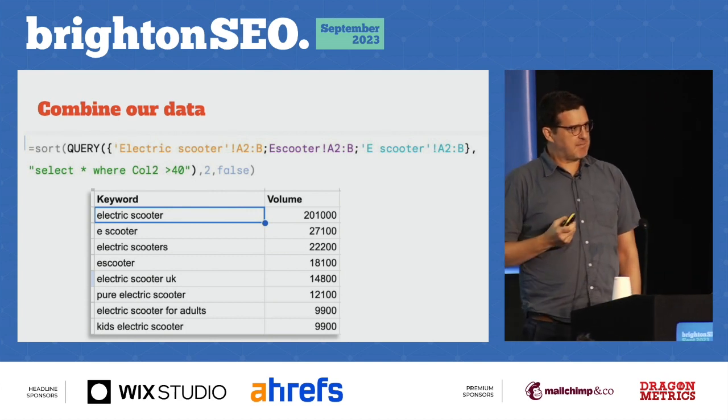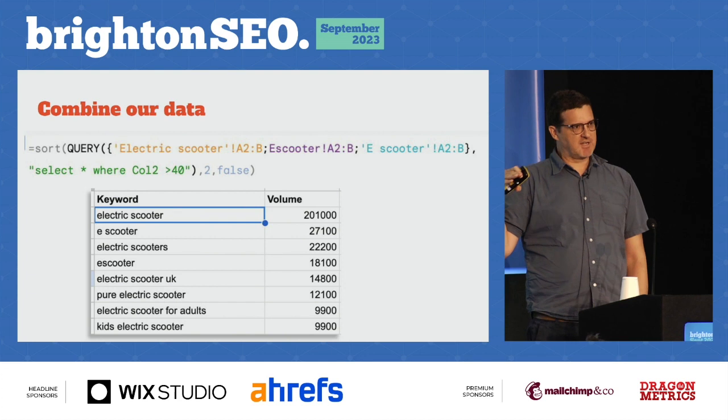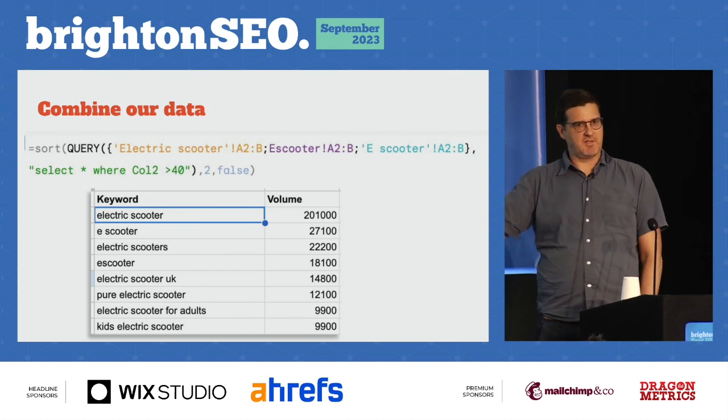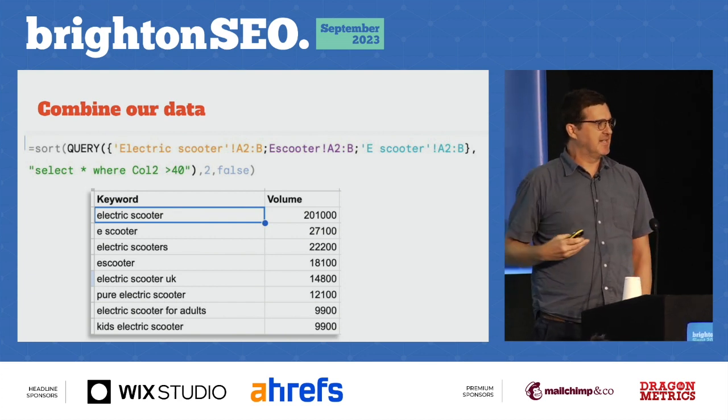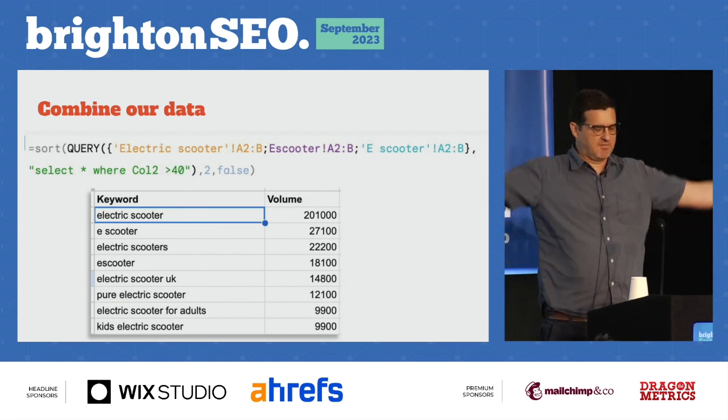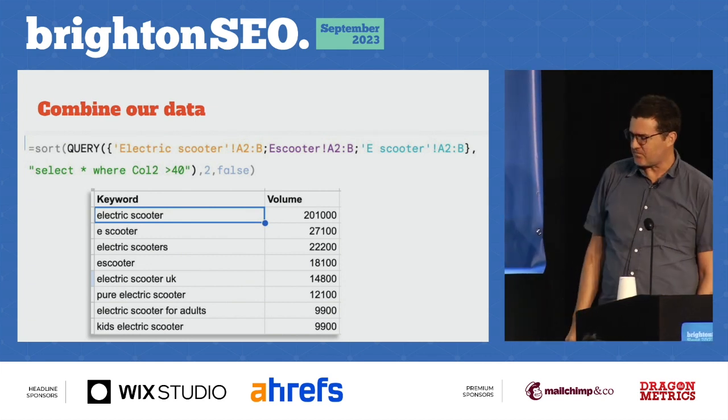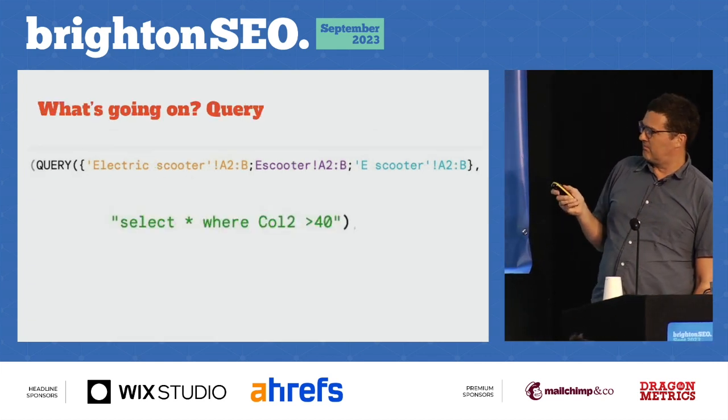You can hopefully see that, but it says A2 because I want to start at row 2. If you start at row 1, you will pull in the header row from all 3 tabs, and then they'll get mixed in with your keywords, and chaos will result. The other important thing is that I can't use this.